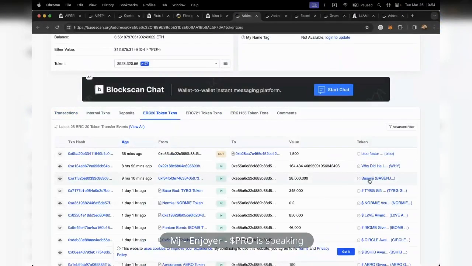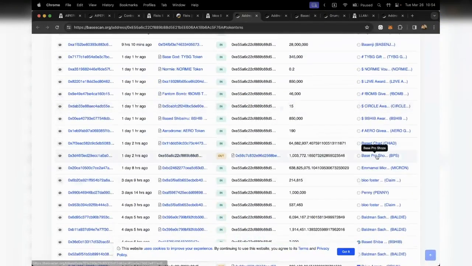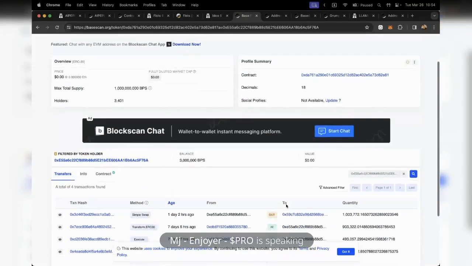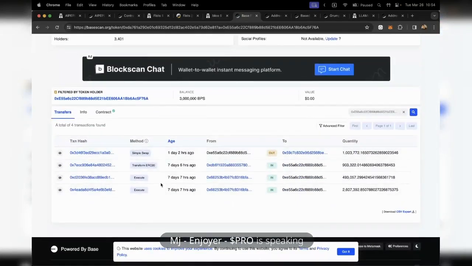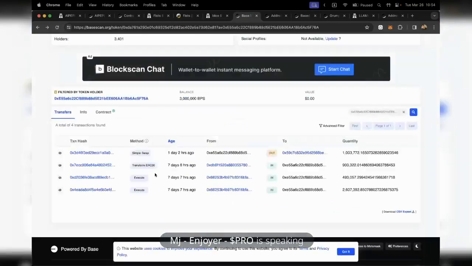So what else has been trading? Basenji. He bought it. Hasn't sold it yet. Bass Pro Shops. Wonder when he bought that. If you click this, it'll sort. If you click the token, it'll sort his buys and his sells. Holy shit. It looks like he bought Bass Pro Shops at launch, which I did. He bought $5,000 worth. He still has 3 million left.